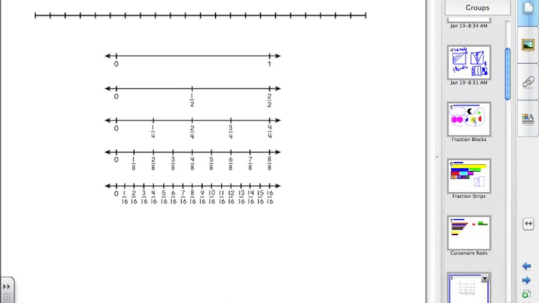Now the strips that you have, you can line those up. And a lot of people, the first thing they do when they open the set is they line them up, and they make a nice number line. I do like them for that.